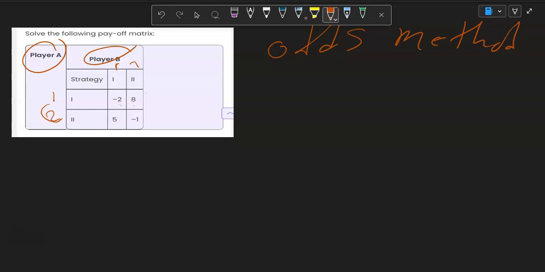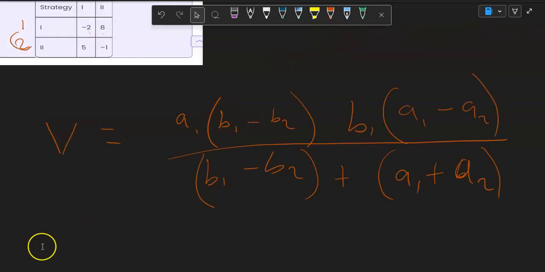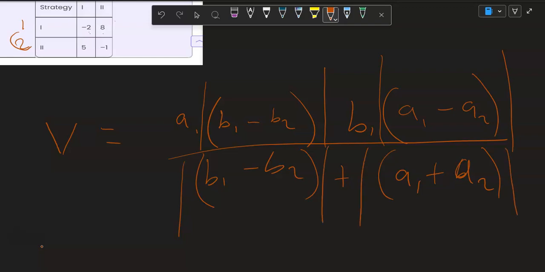So let me just write down the formula for the game value, which is denoted by V. That's our formula, and we just don't forget to add the modulus function, which proposes that whatever values are inside these lines, we should ignore the negative sign of any variable that is in these particular lines.